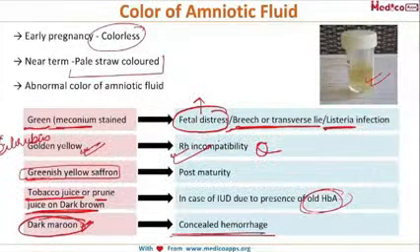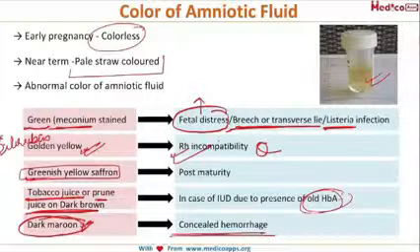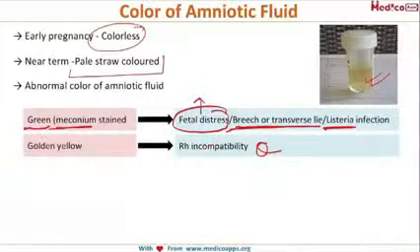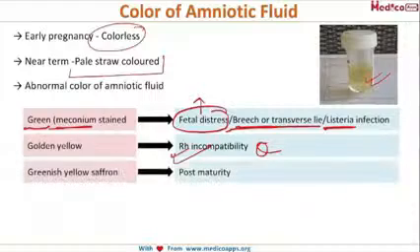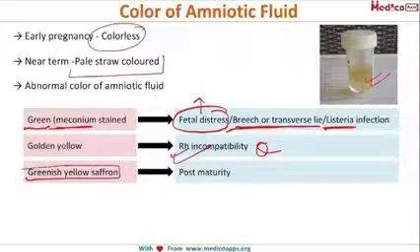In RH incompatibility, the amniotic fluid is golden yellow in color, and that is because of the bilirubin. Again one question. And in post maturity, the amniotic fluid is greenish yellow saffron in color.